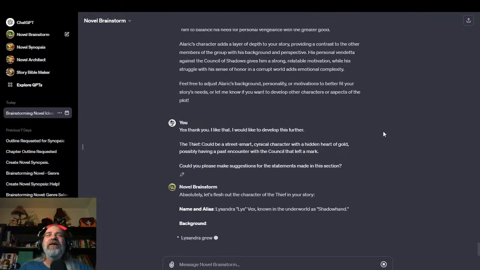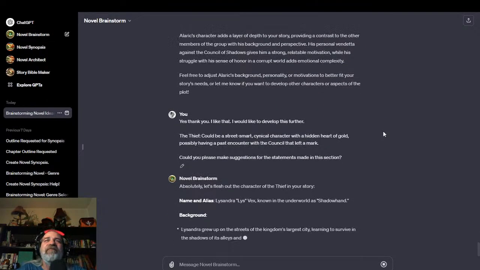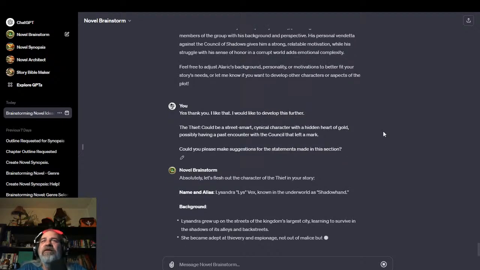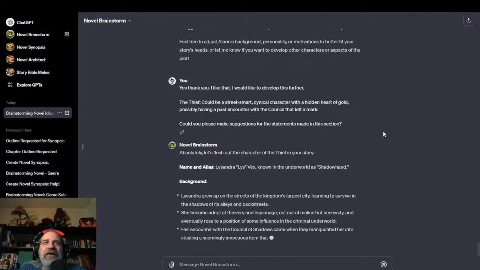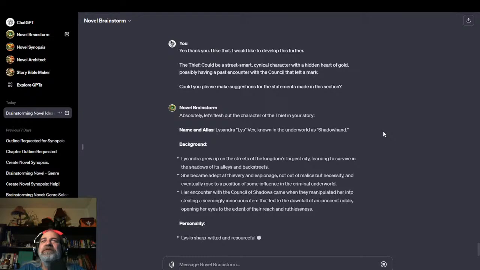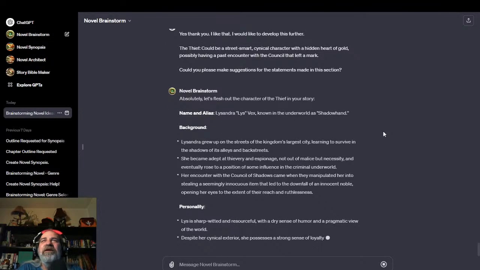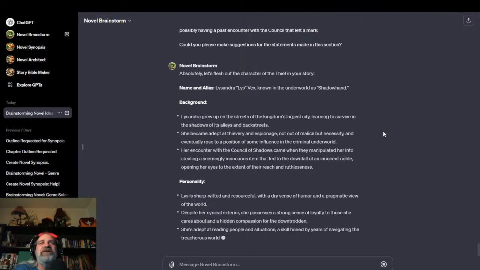I like it. Lysandra Leasevex, known in the underworld as Shadowhand. Lysandra grew up on the streets of the kingdom's largest city, learning to survive in the shadows of its alleys and back streets.